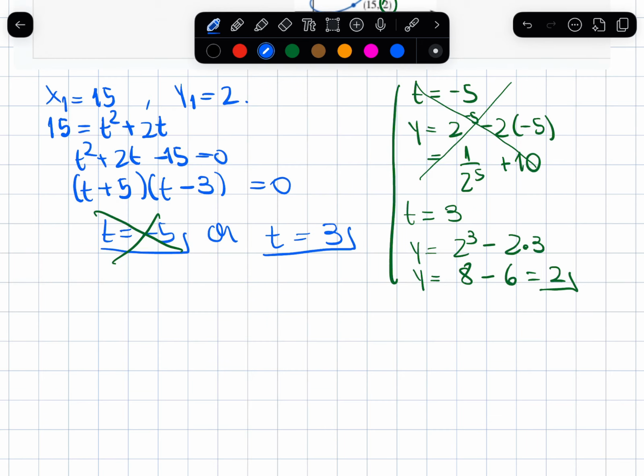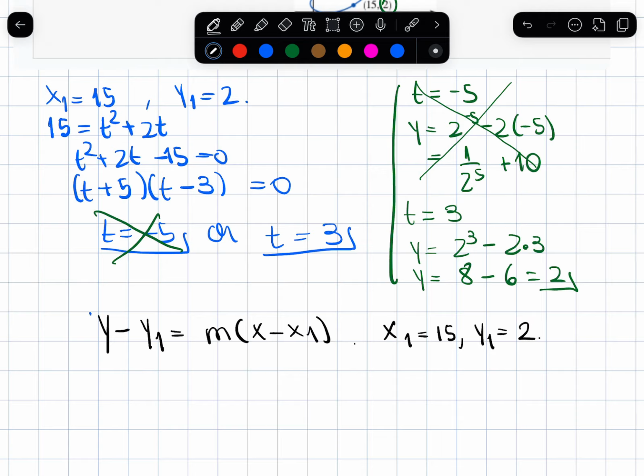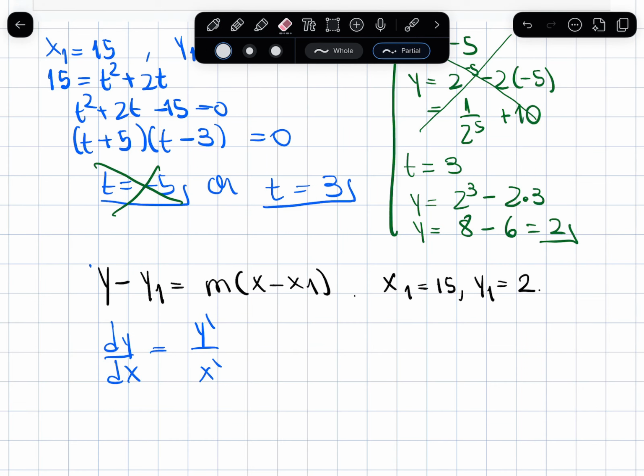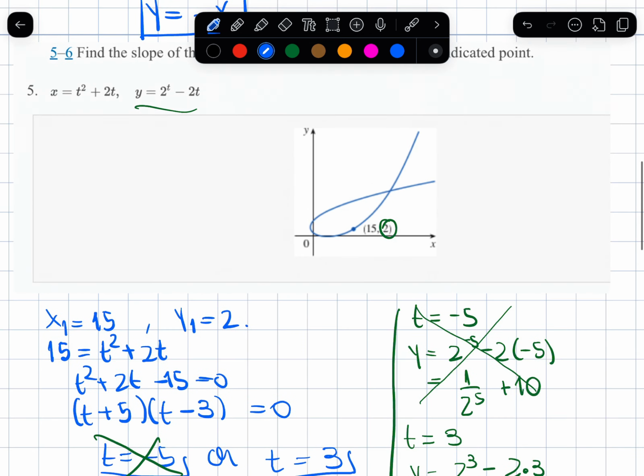Now, with this, I can go back and, from the point slope equation of my line, I knew from the beginning that x1 was 15 and y1 was 2. What's left for me to find is the m, the slope of the line, dy over dx, and from the formula that we just introduced, dy over dx will be y prime over x prime. Remember, the y prime we agreed is dy over dt, and x prime is dx over dt, and so I just take the x and I derive it as, this is going to be 2t plus 2, and then I derive y prime.